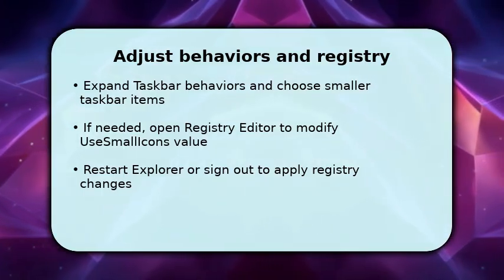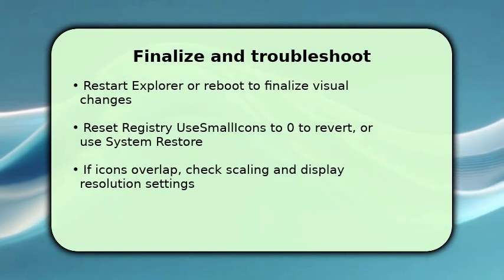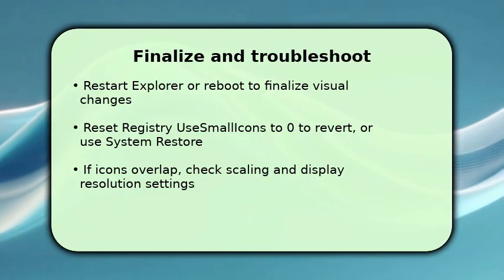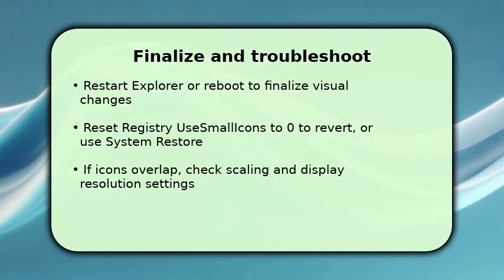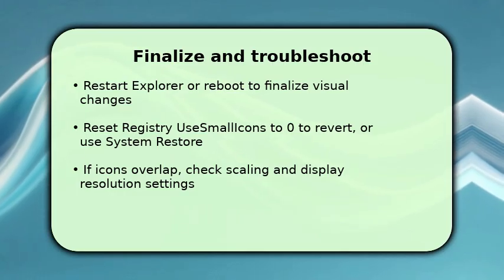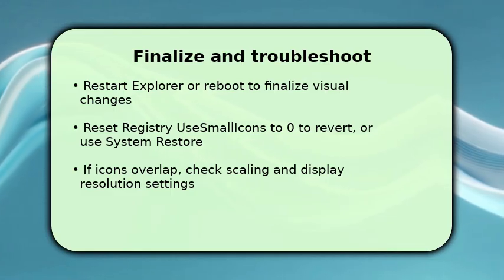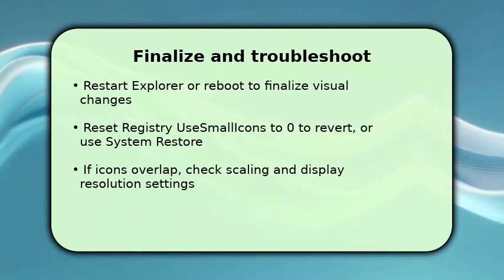After editing, restart Windows Explorer to finish. Restart Explorer or reboot so changes take full effect. You'll see tighter spacing and smaller icons. Once done, verify that app icons and notifications remain usable and not clipped. If something goes wrong, revert UseSmallIcons to 0 or restore your registry backup.